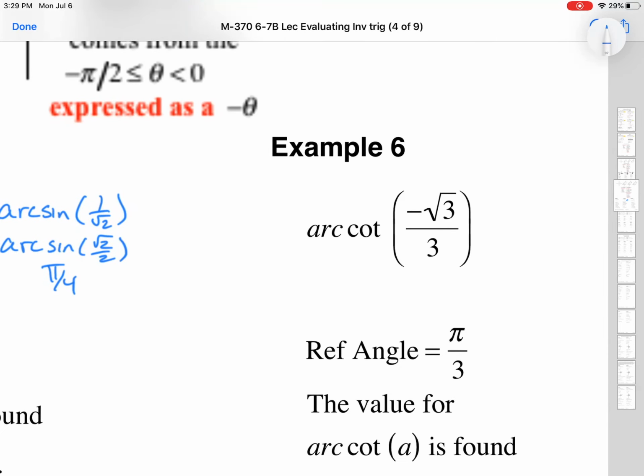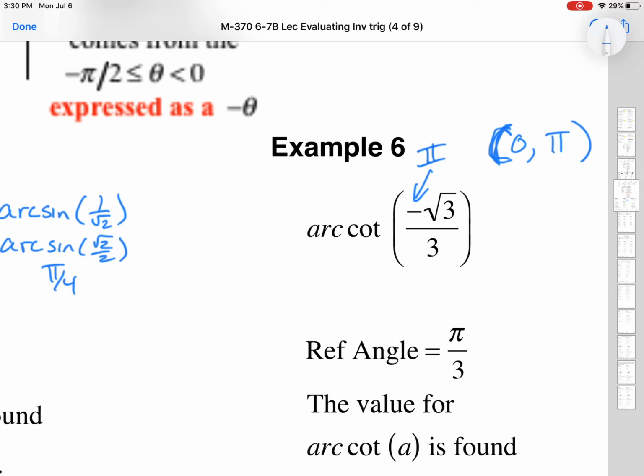Arc cotangent of negative root 3 over 3 has a pi over 3 reference angle, and it must be in the appropriate quadrant. So what's cotangent? Cotangent's cosine over sine. We're looking for some output between 0 and pi. Well, it's not going to be in the first quadrant because it's negative. So that tells us right away, second quadrant.